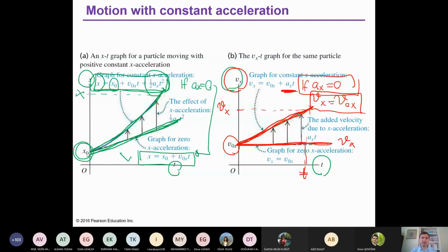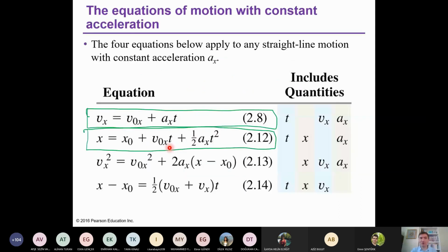Then let me continue. So in order to solve this equation and also this equation, you have to know the time, right? But let's consider that within the question, time is not given and you don't know the time. What to do? Then you can use this equation, which does not include the time. Okay, there is no time here. So if you don't know the time, you can use this equation for the motion with constant acceleration.